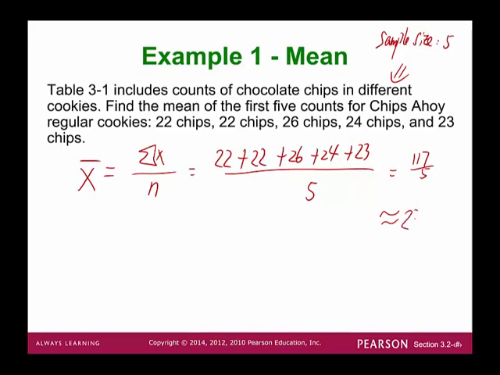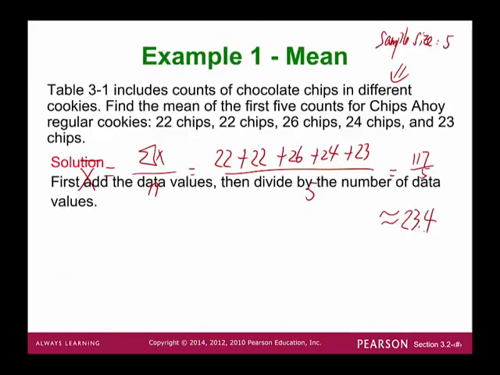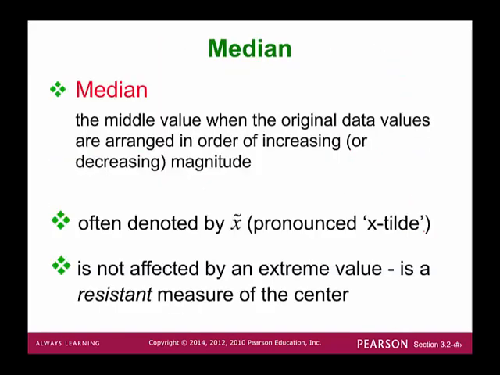So the mean average chips in any one of the cookies is 23.4 chips. All right, so that's how we solve for the sample mean. And then the second important measurement to capture the center is what we call the median.